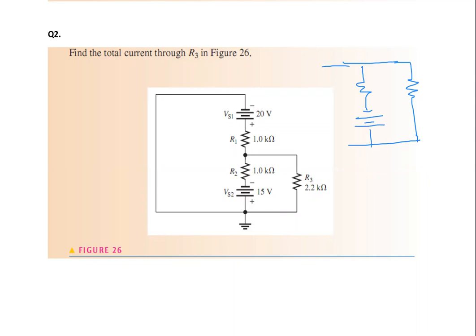So then this one also. Here it should be positive. Like this, you can redraw, right? So here the value is 2.2K. This one, 1 kilo ohms. This one is again 1 kilo ohms. This is 20 volt. This is 15 volt.